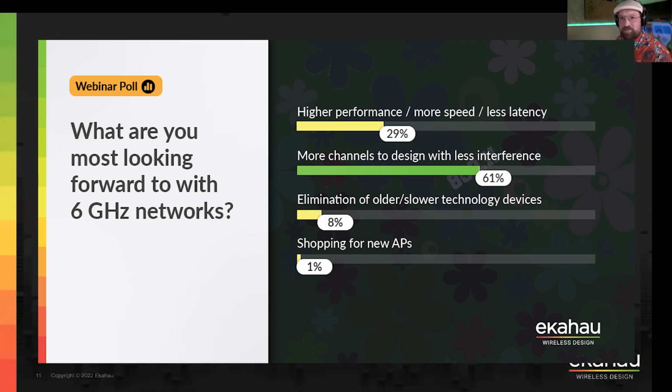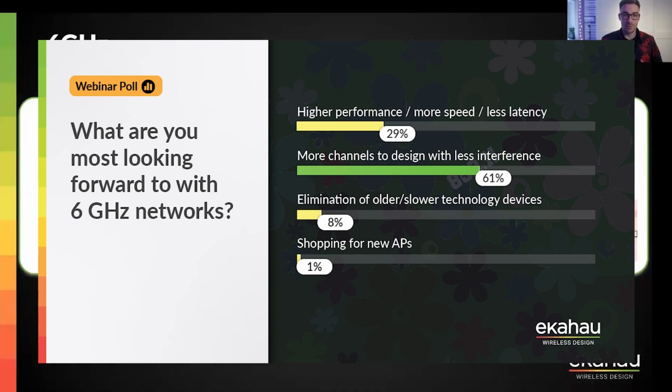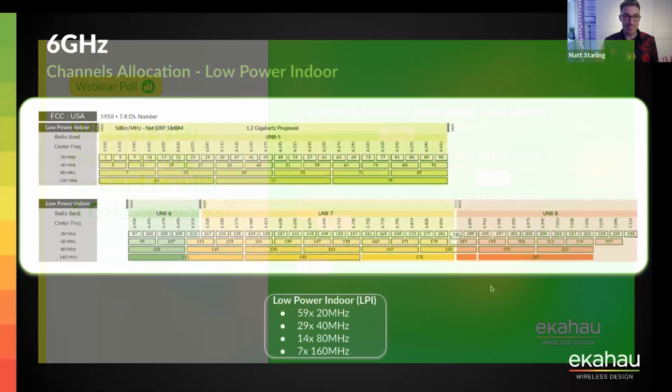I'm looking at the chat as well, and I agree with Jeremy saying that C is challenging even with disabling 2.4. It's been a challenge for ages, so it probably will stay a challenge moving forward. Okay, wow. So people are excited for the channels.